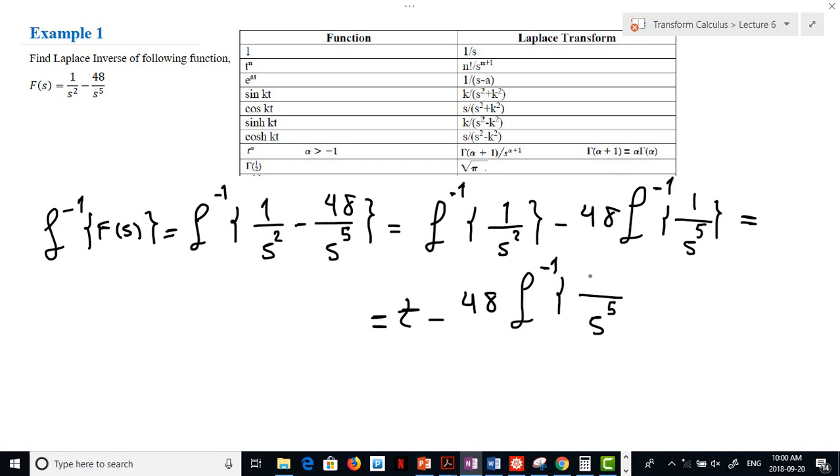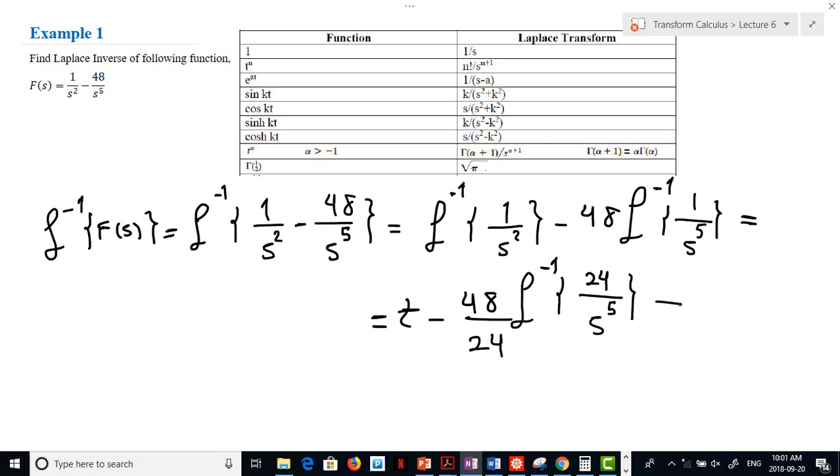So I consider 4 factorial here. 4 factorial is 4 times 3 times 2, which is 24, and I divide by 24 here. In fact, these 24 cancel these 24, and I will end up with this 1. So in fact, I just wanted to make this function like one of these functions that I already found Laplace transform. So the second function, if I consider n equal to 4, we have 4 factorial over s to the power of 5. Now we have it here.